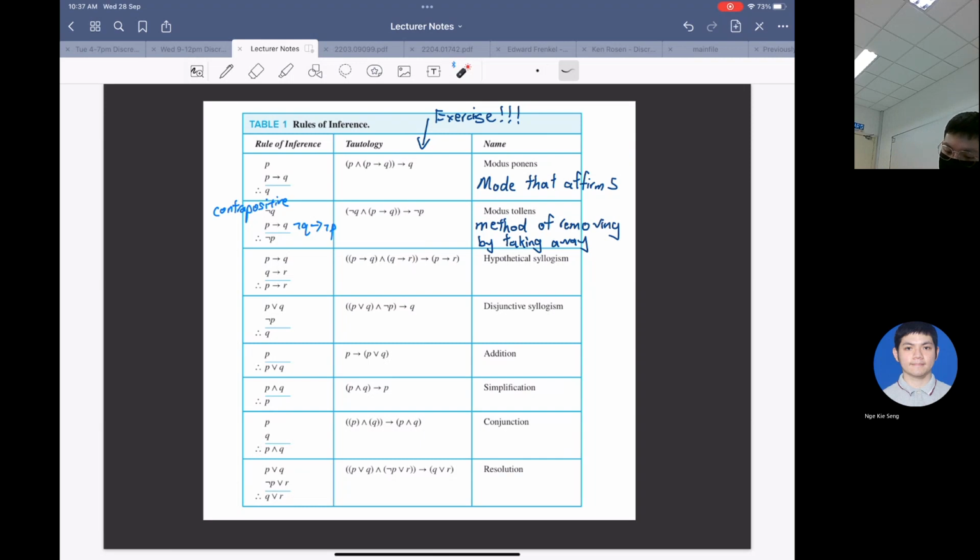So why are these true? You can show that this is actually a tautology. Okay, P and not Q can imply Q. Okay. So you can show that this step is actually a tautology. That's why we have this.